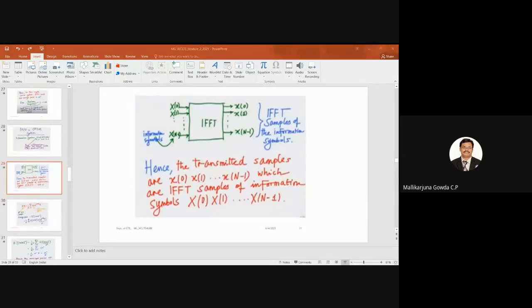Hope this is helping you to understand. X of 0, x of 1 up to x of N minus 1 is the x vector, the information symbols. I pass that through an IFFT, so you need to understand what the IFFT block is doing. The output is again a vector, denoted by small x: x of 0, x of 1, up to x of N minus 1. These are the IFFT samples of the information symbols.